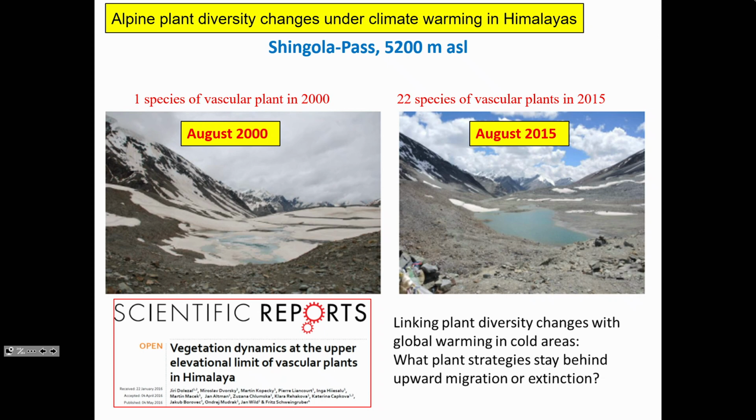We were lucky to have access to Leo's dataset, and we could revisit the sites that he explored. This is an example of Shingola Pass that he surveyed 22 years ago in 2000, and he found only one species because this site was fully glaciated. 15 years after, the ice is gone, and at the very same site we found 22 species.